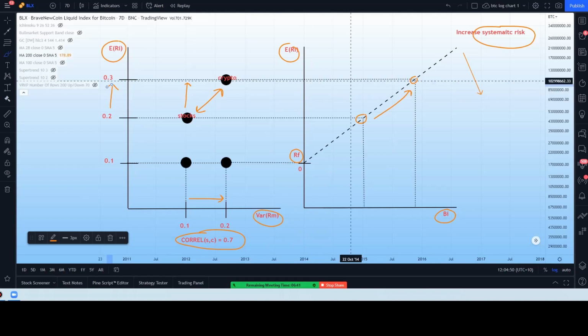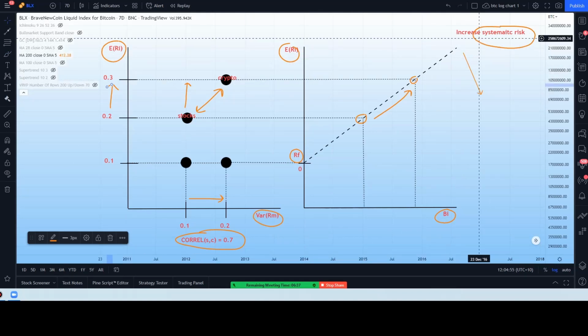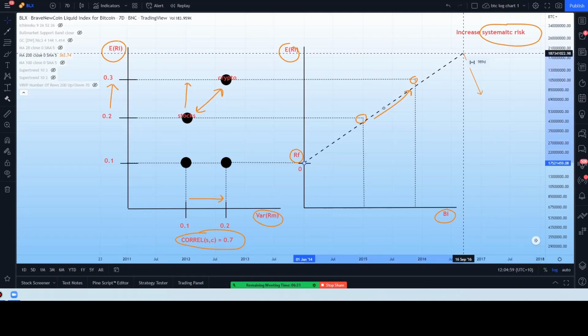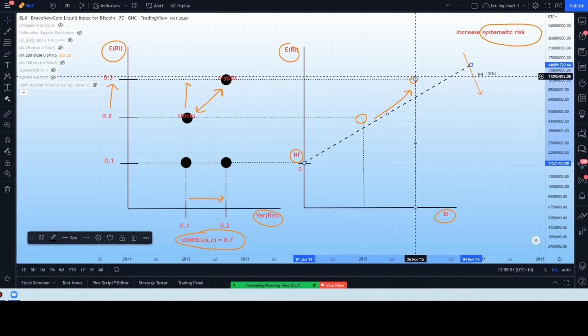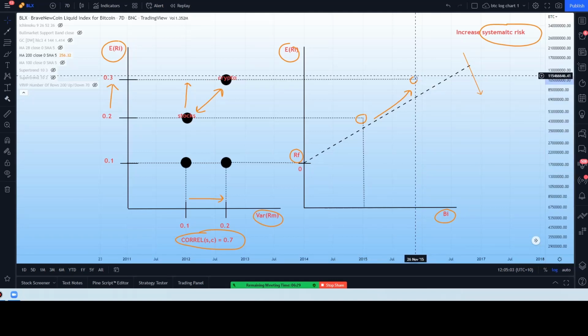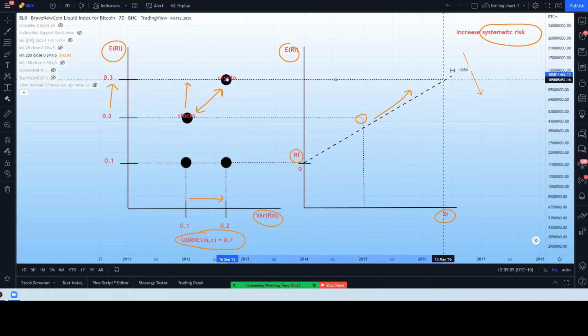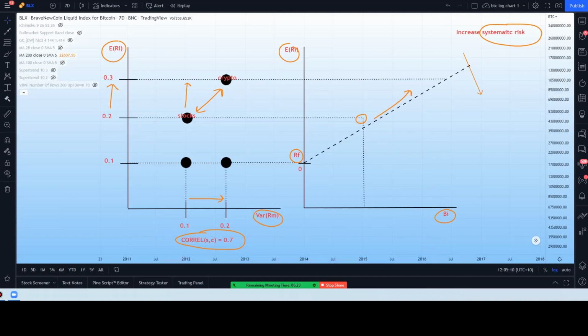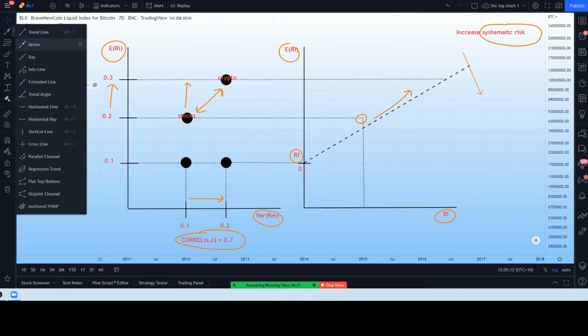So what have we seen happen? We have seen a scenario where systematic risk has been increasing. Interest rates have been increasing. This has been moving downwards. What does that do? Well, it actually brings this beta higher. So when systematic risk increases, the beta increases for the asset class.